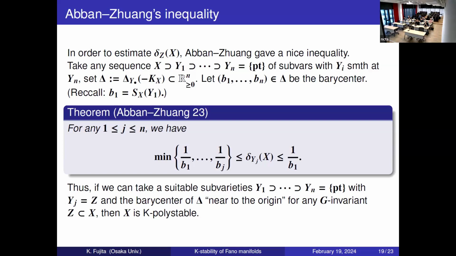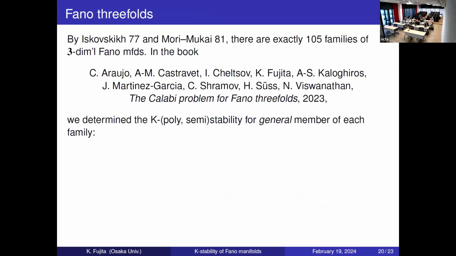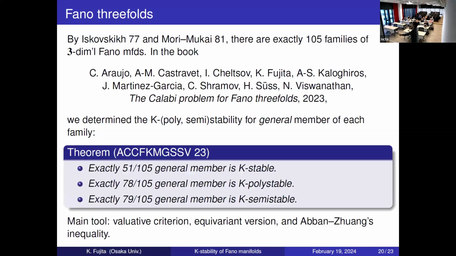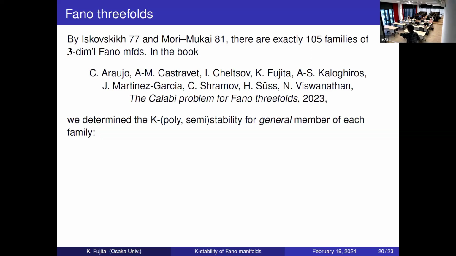Actually, for many cases, we can apply this technique. For Fano threefolds, the three-dimensional case, we have a very satisfactory answer. Let us recall that for three-dimensional Fano varieties, it has been known by Iskovskikh and Mori-Mukai that there are exactly 105 families of three-dimensional Fano manifolds.